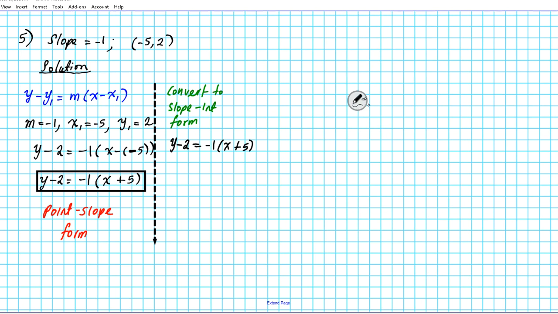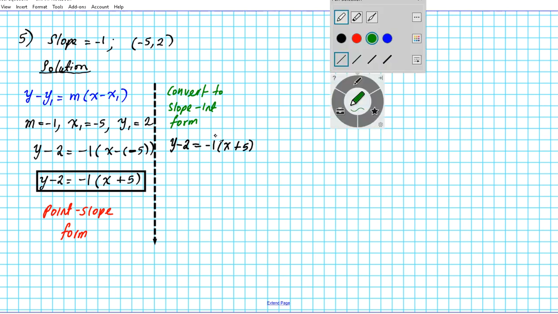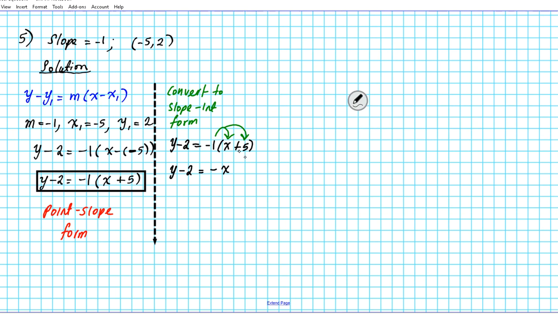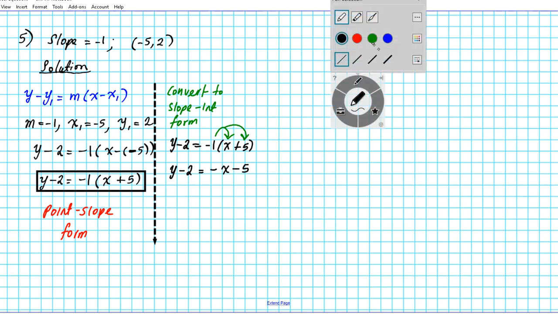Now what we're going to do is proceed to simplify first. So negative 1, we can distribute that to x and positive 5. When we carry out that distribution, we're going to end up with y minus 2 equals, and then when you distribute, negative 1 times x is negative x, and then negative 1 times positive 5 is minus 5. So remember, anytime you multiply different signs, you always end up with negative, okay? So we're done simplifying the right side. We can't simplify anymore, so let's proceed to isolate y so we can have the slope-intercept form, okay?